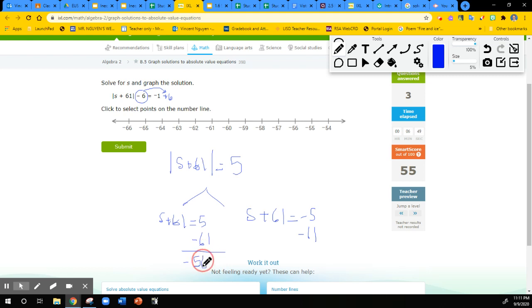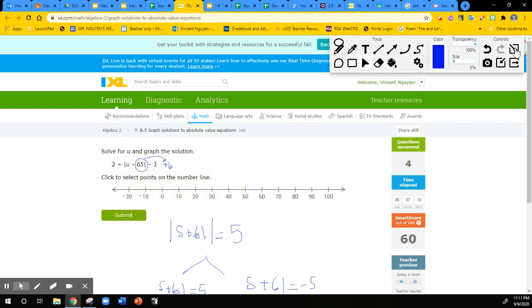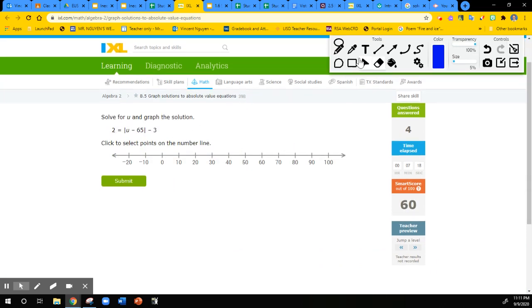Sorry, my brain goes blank there, right? 56 plus, yeah. And then over here, I actually get negative 66, right? So 2 solutions there. And I'm going to select those numbers. So negative 56 is right here, and negative 66 is right there. Okay, so those are my 2 solutions. Submit. Perfect. Okay. This one, same thing.